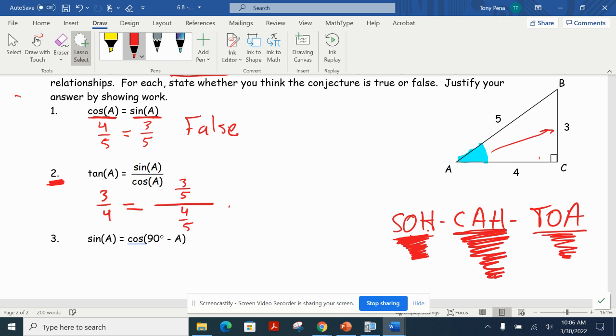And this is where, depending on how good you are with fractions, if you're not, throw this into your calculator. Is 3/5 divided by 4/5 equivalent to 3/4? It is. Okay? So this is a true statement. Basically, these denominators cancel. You end up with 3/4. This is a big one that you will use a lot. Tangent is the same as sine over cosine. Okay?